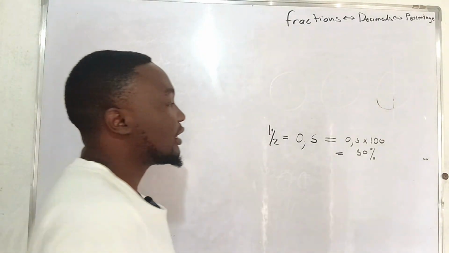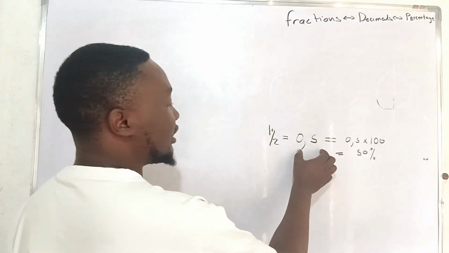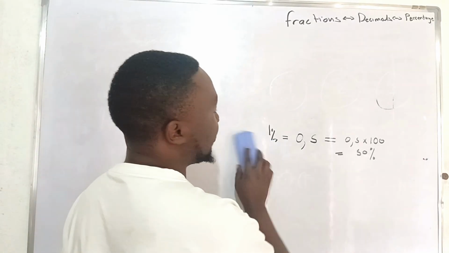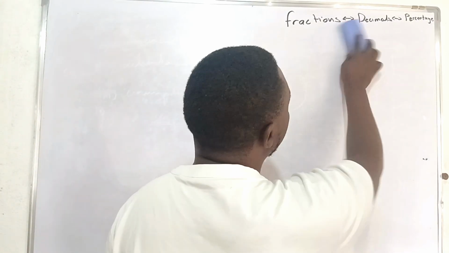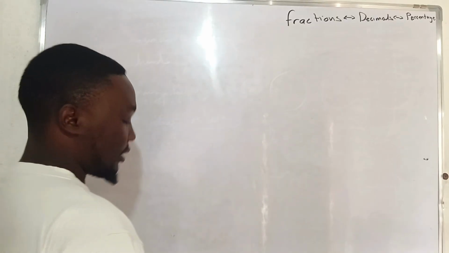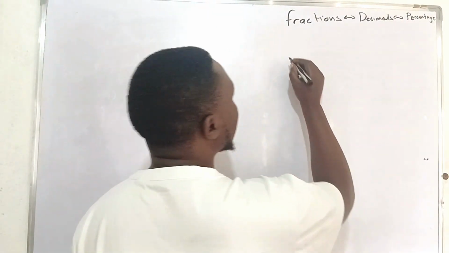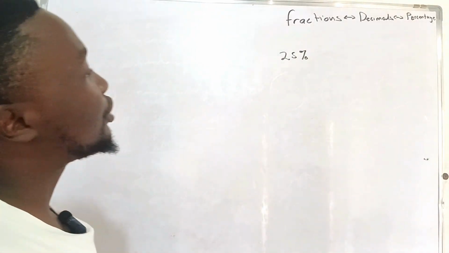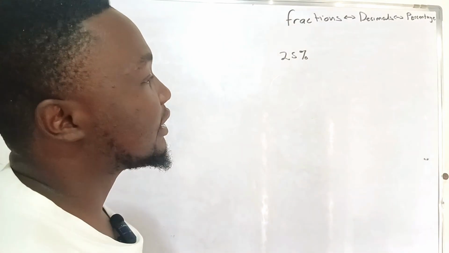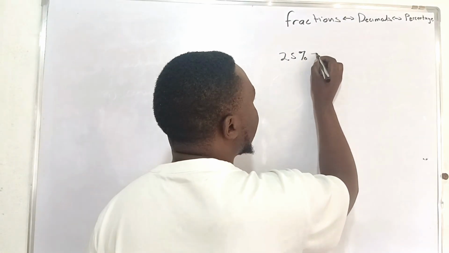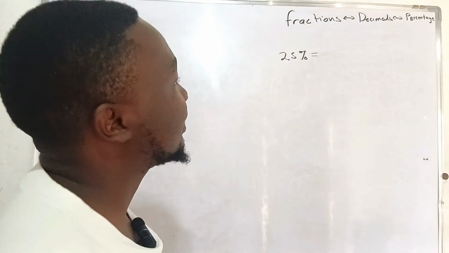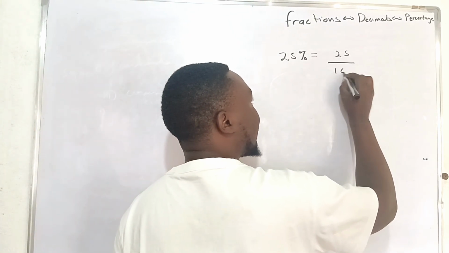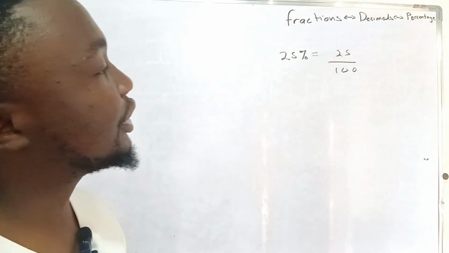You must also learn to change a percentage into a fraction and a decimal. Okay, let's look closely at the board. Let's take an example of a percentage, let's say, for example, 25%. In order to change from a percentage to a fraction, we divide by 100. So we have 25 over 100. Now we have our fraction.